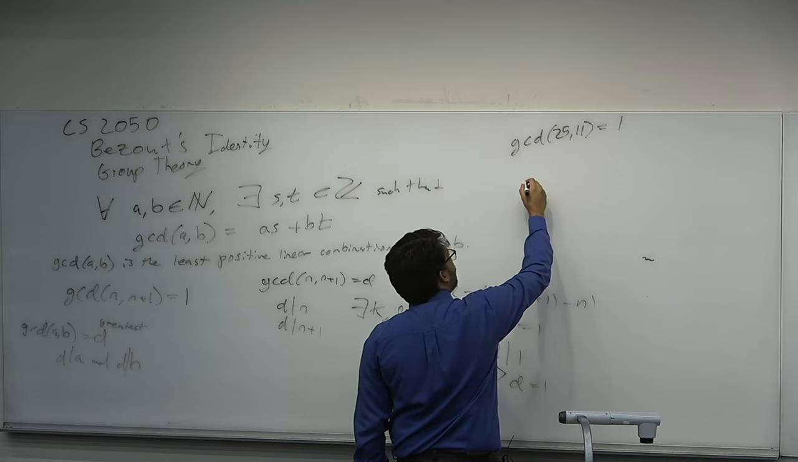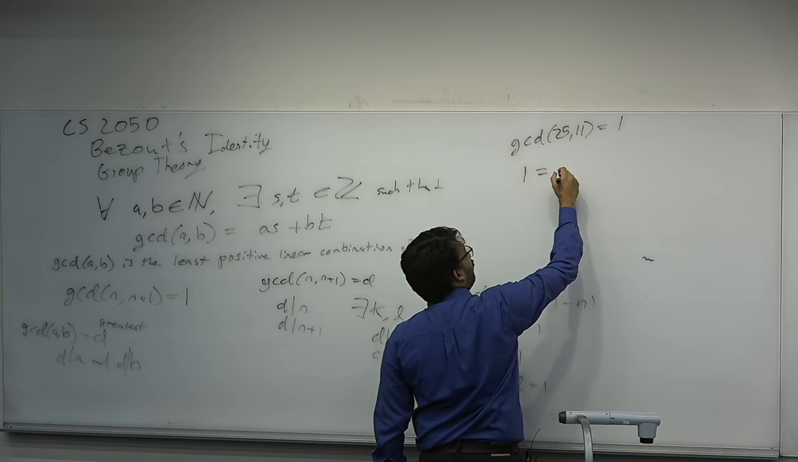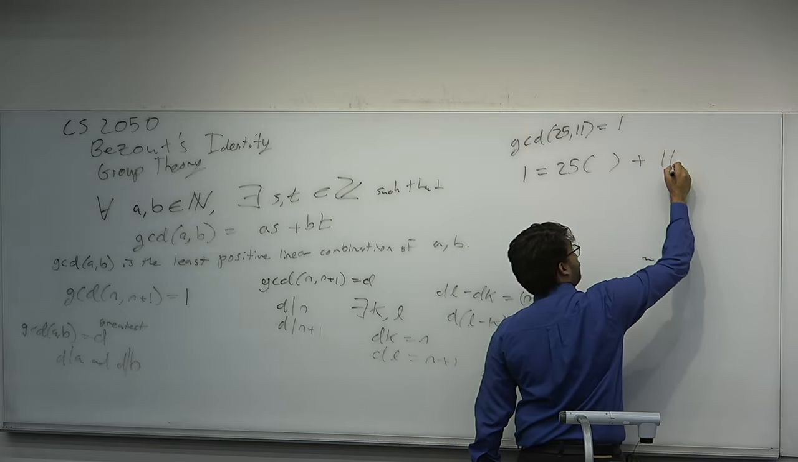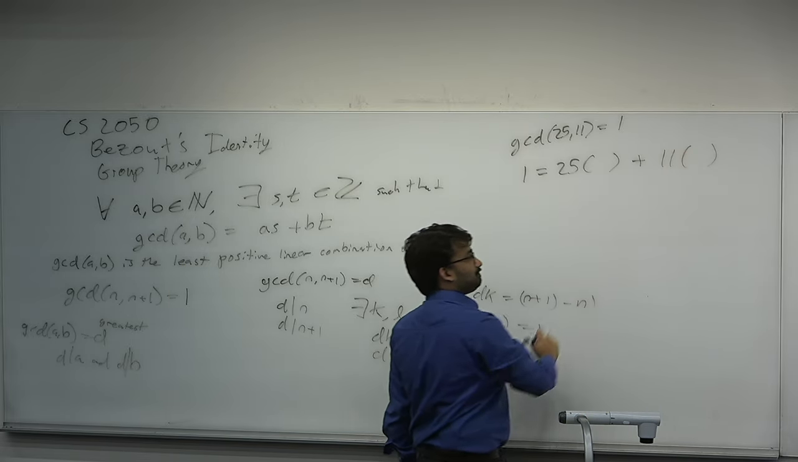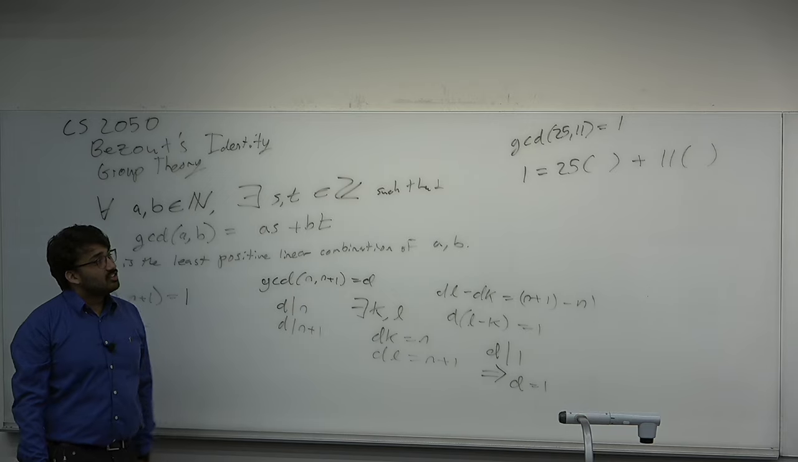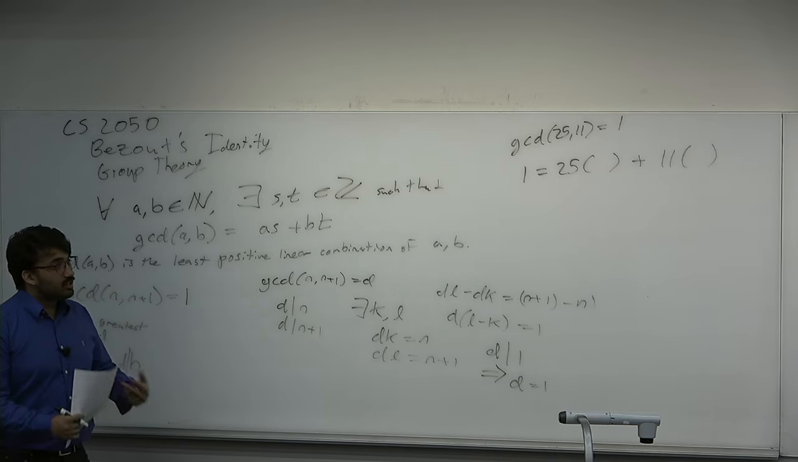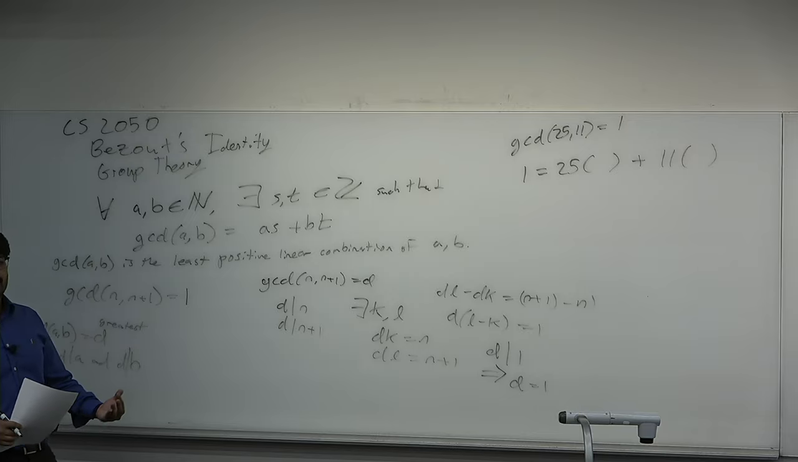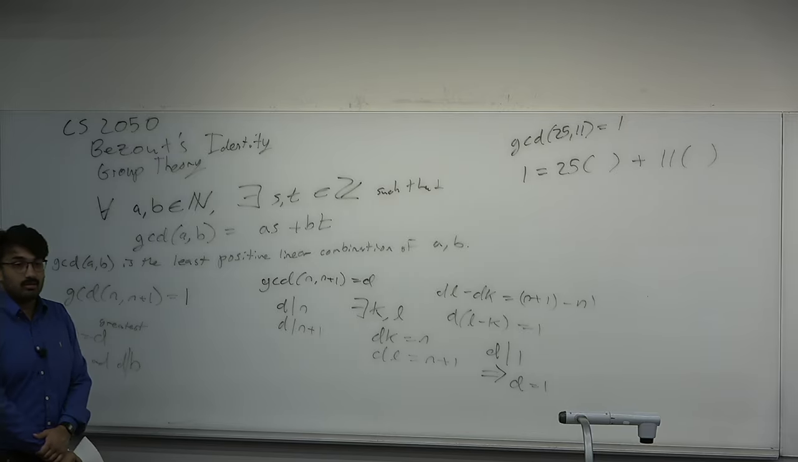You don't have to prove that. Give me a linear combination of 25 times something plus 11 times something, which equals one. This is a difficult question. I'm asking you for such S and T, such that 25 times S plus 11 times T is equal to one. And again, S and T can be negative. Almost by necessity, one should be negative, right?